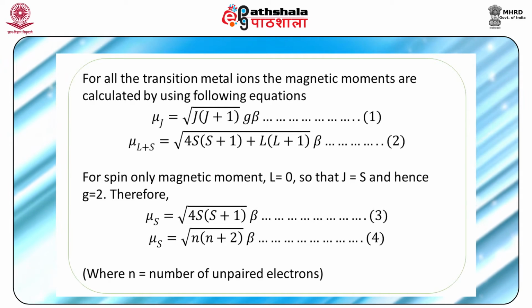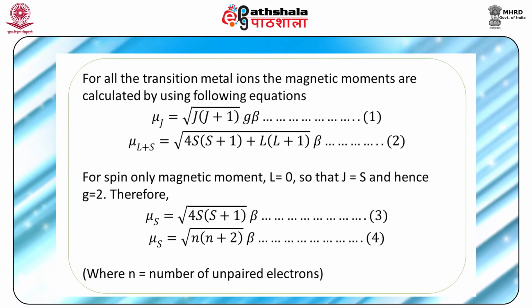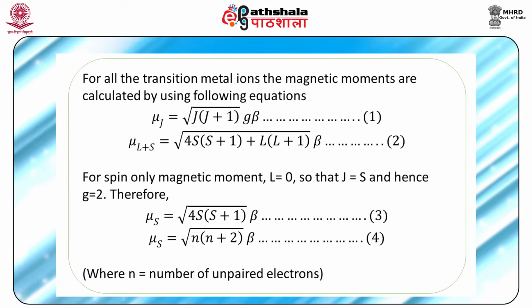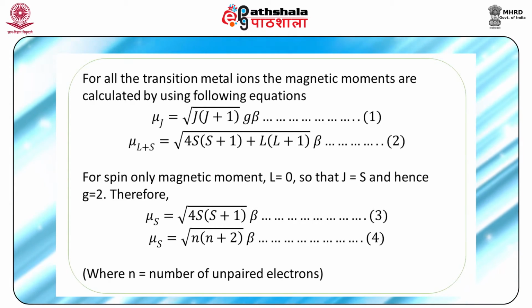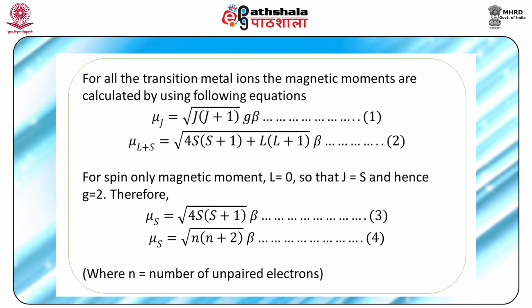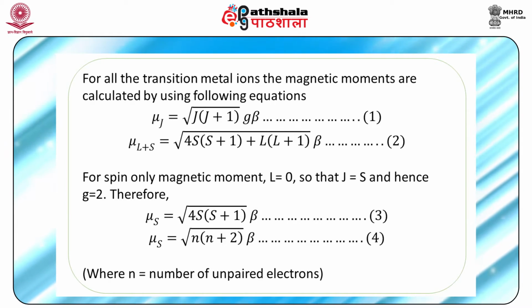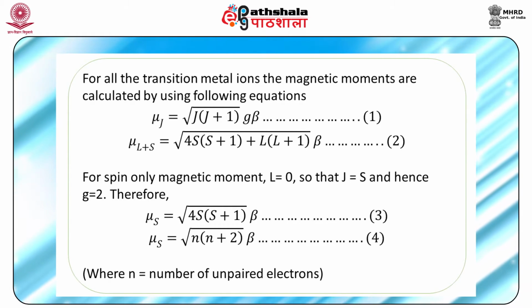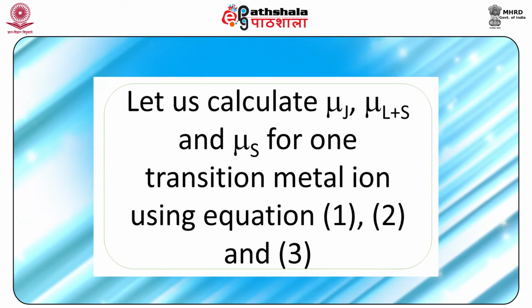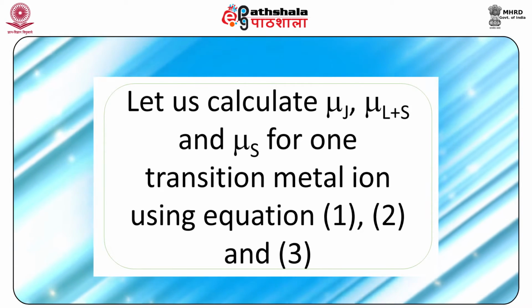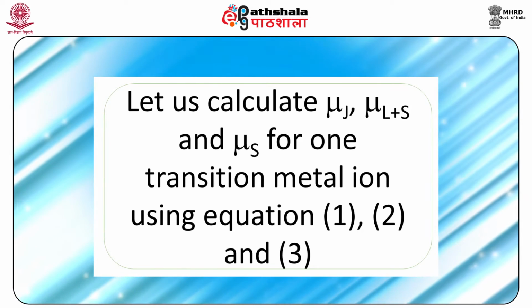So J becomes equal to S, hence g is equal to 2. Therefore, the equation reduces to mu s = sqrt(4S(S+1)) beta, or on simplifying, mu s = sqrt(n(n+2)) beta, where n is the number of unpaired electrons. Now let us calculate mu J, mu L+S and mu s for one transition metal ion using equations 1, 2 and 3.